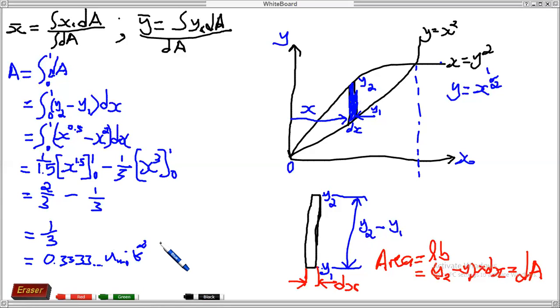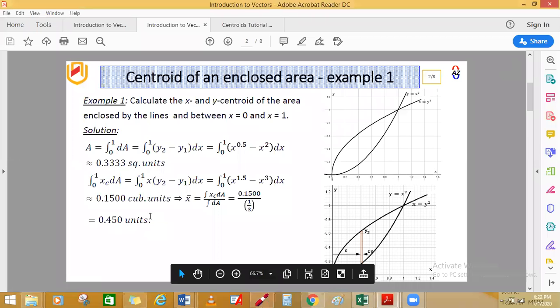Okay, so now we have the denominator. It's 0.3333, that area. So let's see what did you get here? Oh, they got 0.45. Okay, no, it's different. Yeah. Okay, so it's the same. They got the same answer.